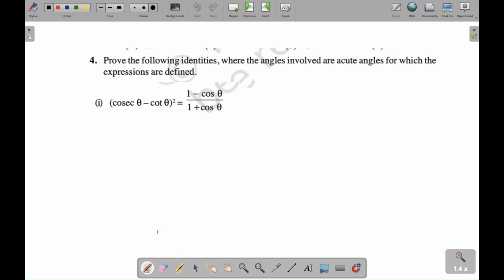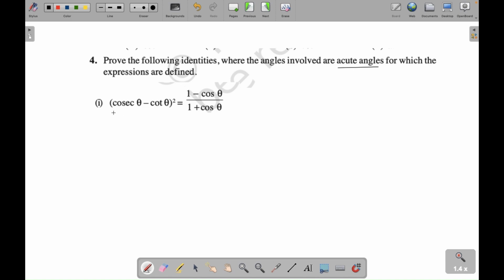Okay. So prove the following identities where the angles involved are acute angles. So here we can see it is given they are acute angles. So even if we get a square root, we don't have to worry because everything will be positive, right? So for which the expressions are defined. So (cosec theta minus cot theta) whole square is equal to (1 minus cos theta) upon (1 plus cos theta).